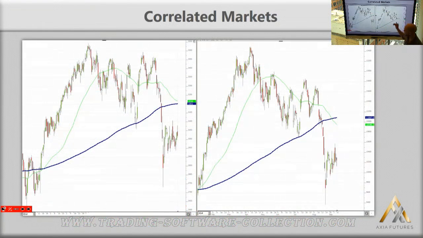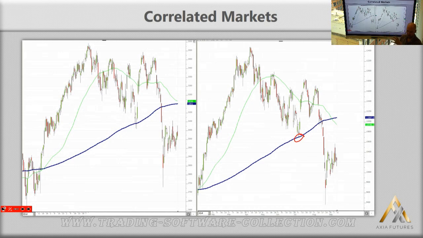Correlated markets, I think this works really nicely where you get a touch of a moving average in correlated markets. This is Euro Stoxx and DAX, and what we got is the Stoxx got to its moving average and pushed through it a couple of days. It didn't bounce until the DAX reached the same point. Once they both hit that moving average, then they both rallied together.